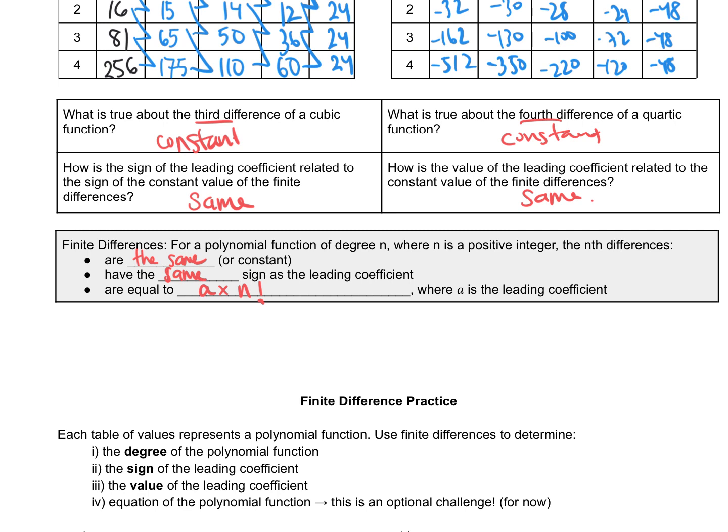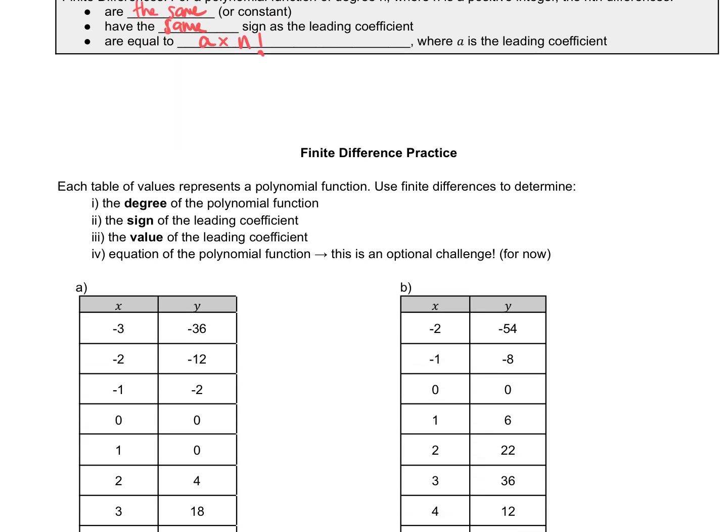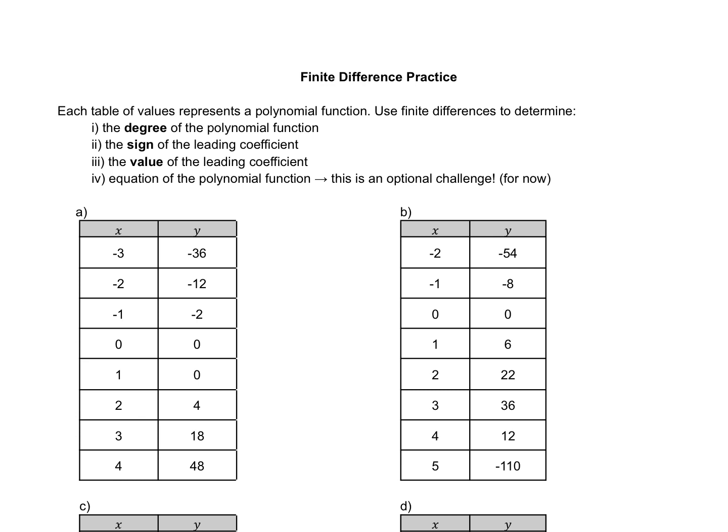So let's do one little example together based off of these observations. We're going to look at the first table of values, see what the degree of the polynomial is, the sign of the leading coefficient, and the value of the leading coefficient. And if I want to know the degree, I have to start with my finite differences. So I'm going to take the y values and subtract them. So that's 30, that's 14, 4, 0, 2, 10, and 24. Not the same for the first differences. So let's go to the second.